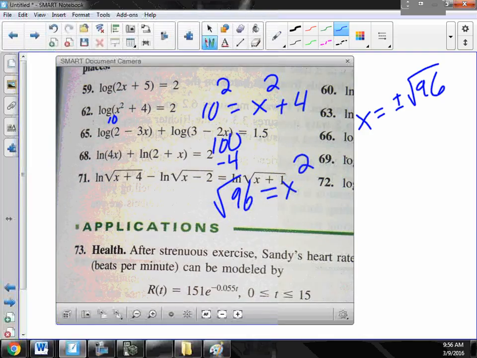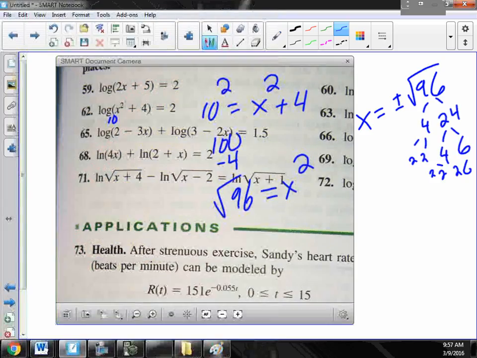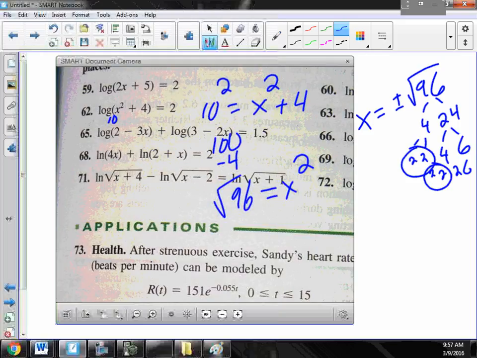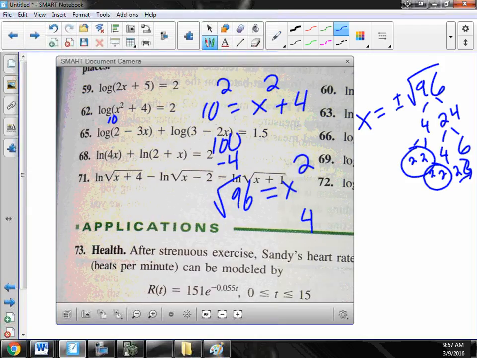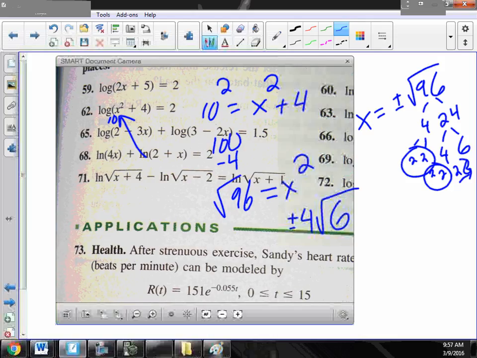which is 4 times 24. 4 and 24, 4 and 6. 2, 2, 2, 2, 2, 3. I can pull out 2 sets of 2s with a 6 left over. So 4 plus or minus 4 root 6. But I need to look back at the original. Am I okay plugging in positive and negative numbers in there? Yes, because the squared is going to get rid of them, so both answers are valid.